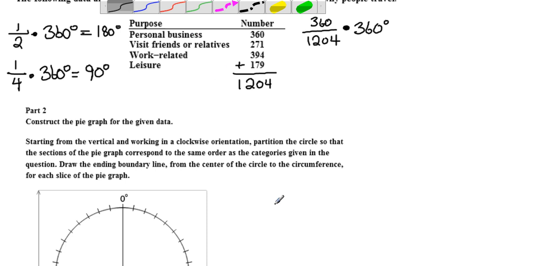Okay, I'm going to hit pause for just a moment. When I multiply that out, I came out with 107.6 degrees. I'll go ahead and do another one so we have a couple more to work with. So let's do 271 divided by 1204, and we're going to multiply that by 360.